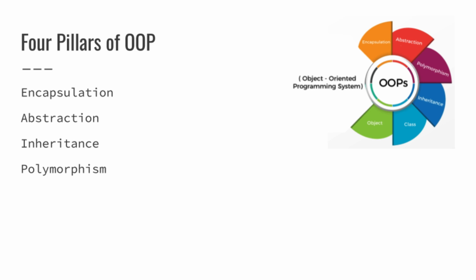Now, there are four main concepts or pillars of object-oriented programming: encapsulation, abstraction, inheritance, and polymorphism. These pillars are the foundation of OOPs and are what makes it so powerful. Let's break them down one by one.